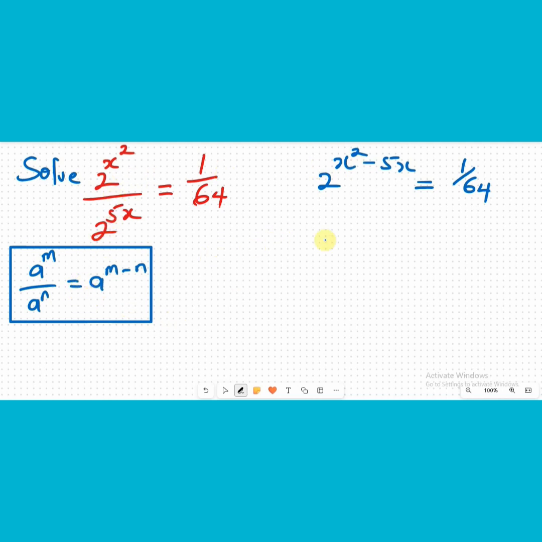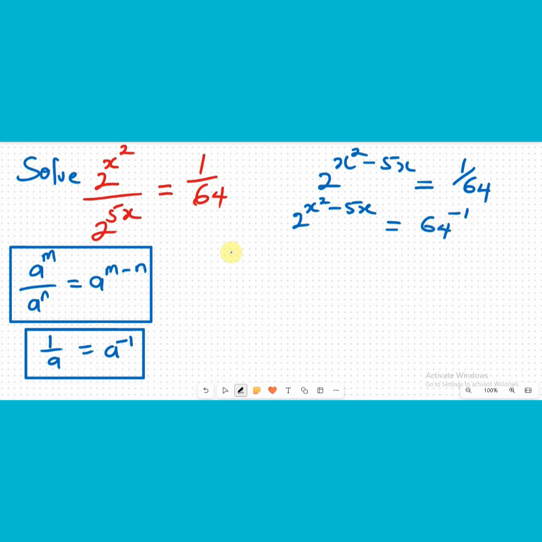The next thing to do is apply the negative index law. That is, 1 over a is the same thing as a raised to the power of minus 1. This is another law called the negative index law. I'm going to apply it to 1 over 64, so I'm going to have 2 raised to the power of x squared minus 5x is equal to 64 raised to the power of minus 1.